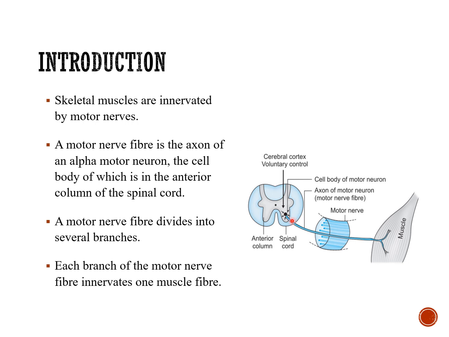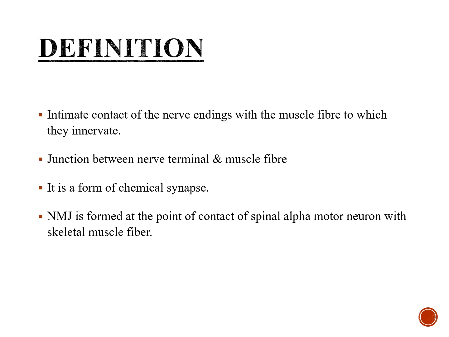This is the alpha motor neuron. So the cell body of the alpha motor neuron lies in the anterior column of the spinal cord, whereas its axon is going to innervate the skeletal muscles. So a motor nerve fiber divides into a number of branches, and each branch of the motor nerve fiber innervates a muscle fiber. So there is a nerve terminal which is going to innervate the muscle fiber. So you know that is the motor nerve fiber, which is an axon of the spinal motor neuron.